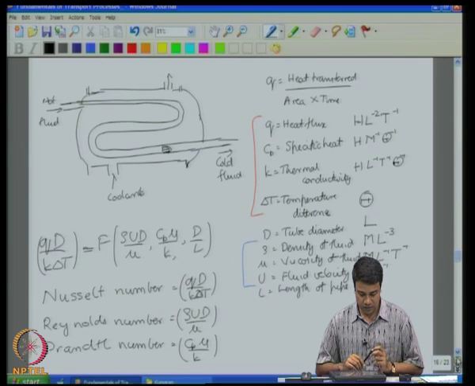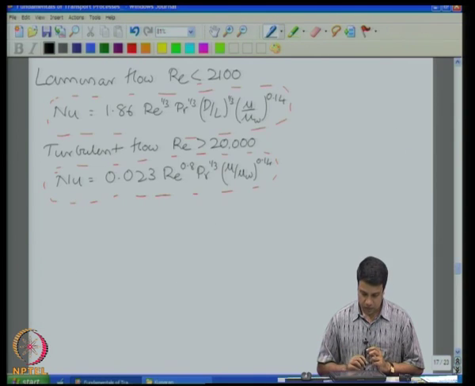And we got q d by k delta t as one dimensionless group. The Nusselt number is a function of the Reynolds number, the Prandtl number, and the ratio of d by L. Correlations are available in literature in various regimes which tell you what this relationship is.